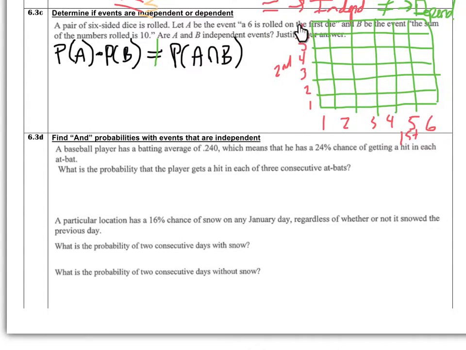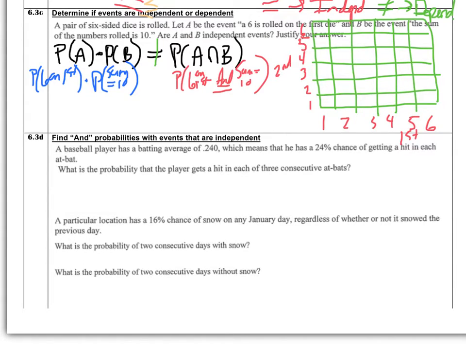Here's die 1, here's die 2. Again, 6 and 6 would be 36 different outcomes. Now I'm going to put the words of event A and B in here, and we'll find the probabilities accordingly. So what we're going to first find is the probability there's a 6 on the first die. If we're just looking at one die, the probability that there's a 6 on one die would be 1/6.